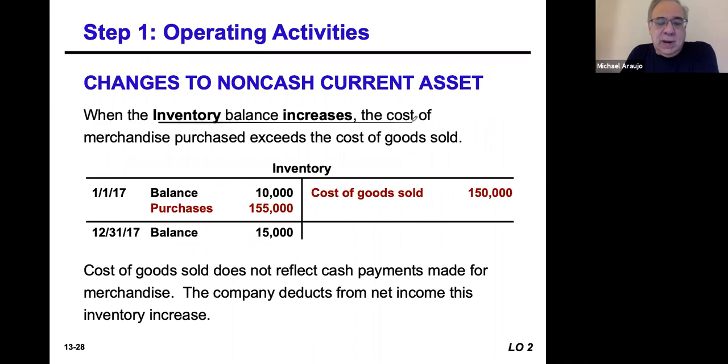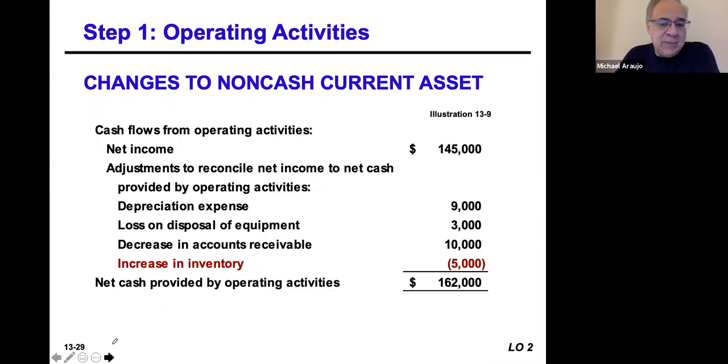Inventory. If inventory increases, it costs money to buy inventory. Anytime you have an increase in inventory, you used cash to buy it. That's the assumption here. If you have more inventory because the balance is higher, you have less cash. So more inventory equals less cash for the company, because they have to use that cash. I want you to notice the increase in inventory is listed here in parentheses.